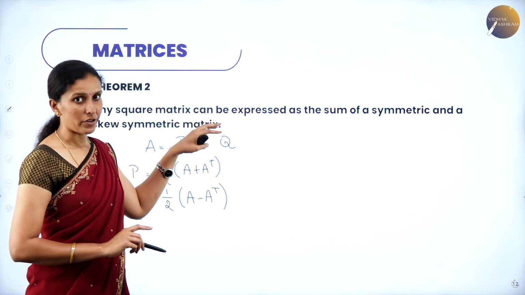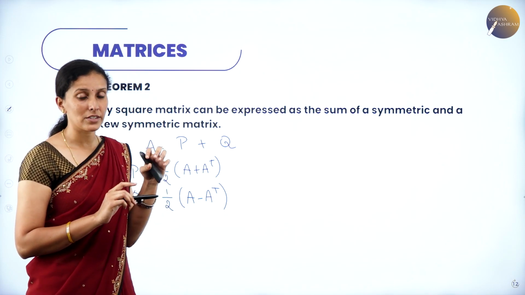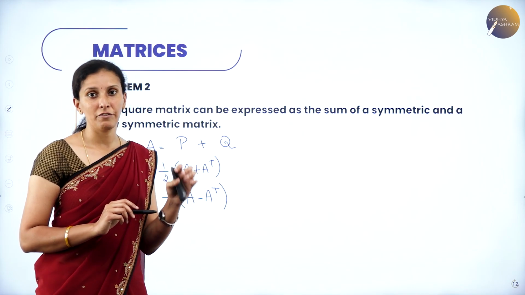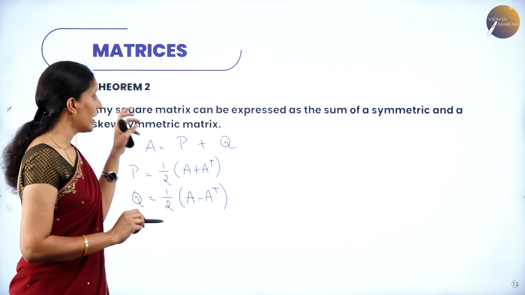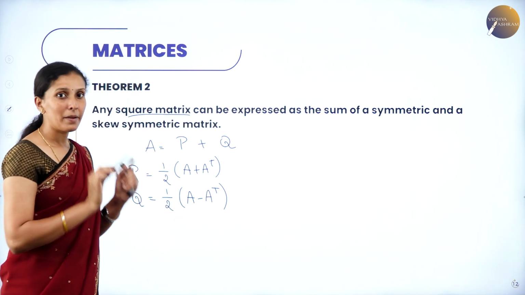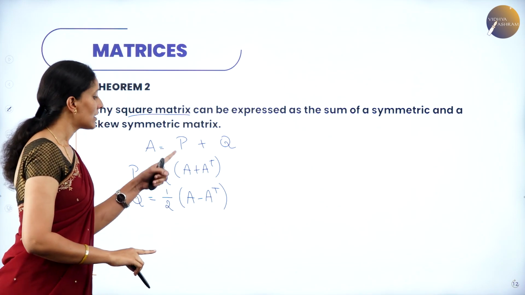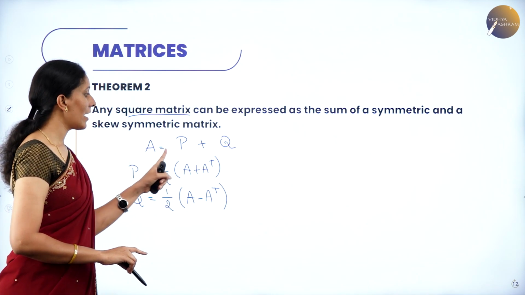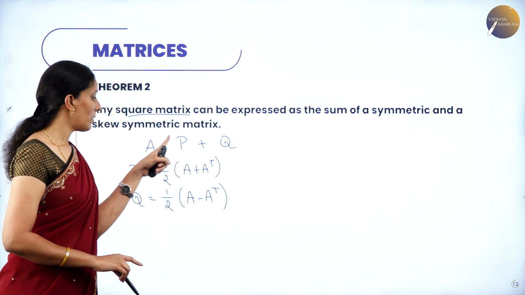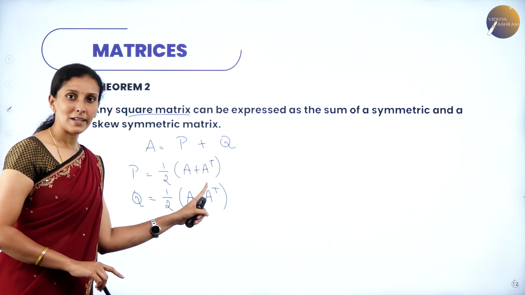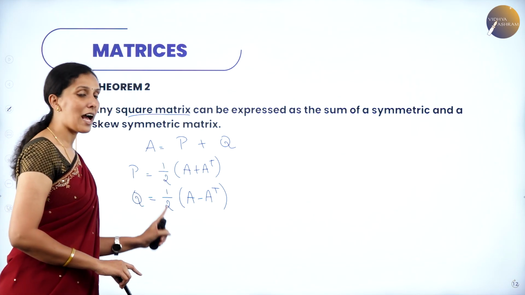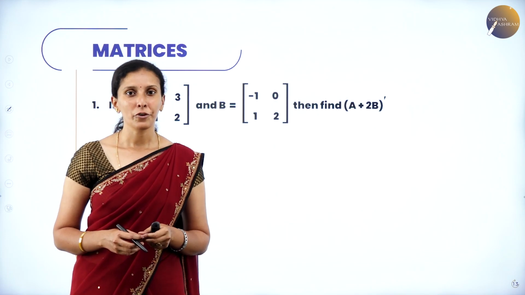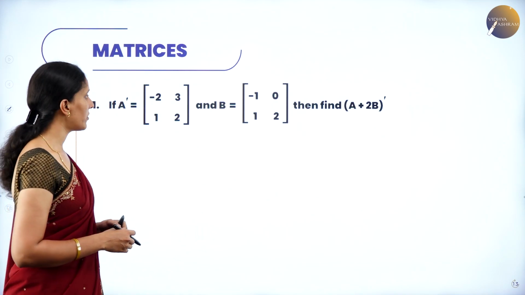Hence, any square matrix, I already told you symmetric and skew symmetric are only defined for square matrices, can be expressed as a sum of a symmetric as well as a skew symmetric matrix in the way A equals P plus Q, where P is half of (A plus A transpose) and Q is half of (A minus A transpose). Now let's take a few problems on transpose of a matrix.